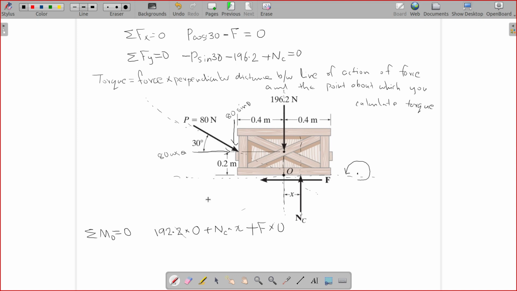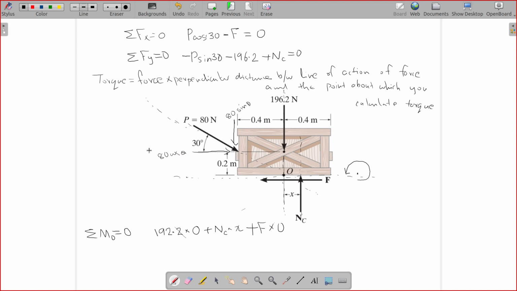You draw a line parallel to 80 cos theta that is passing through the point. The length of that line is infinite. That's a long line. What is the perpendicular distance between that line and point O? 0.2 meter. 0.2 meter, right? Thank you. That's something you need to understand, and this is very, very important. People always make that mistake.